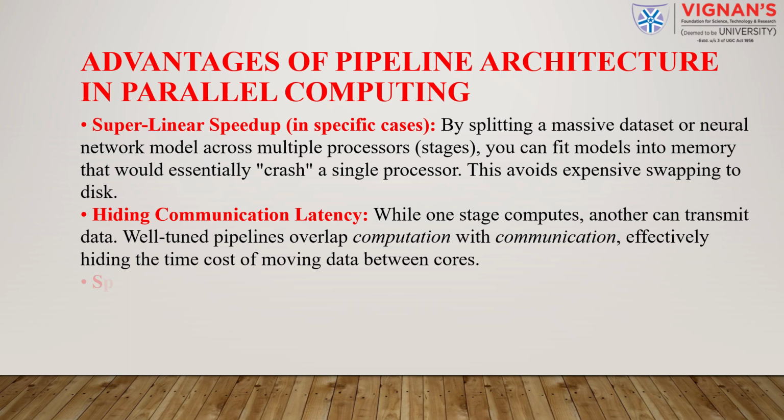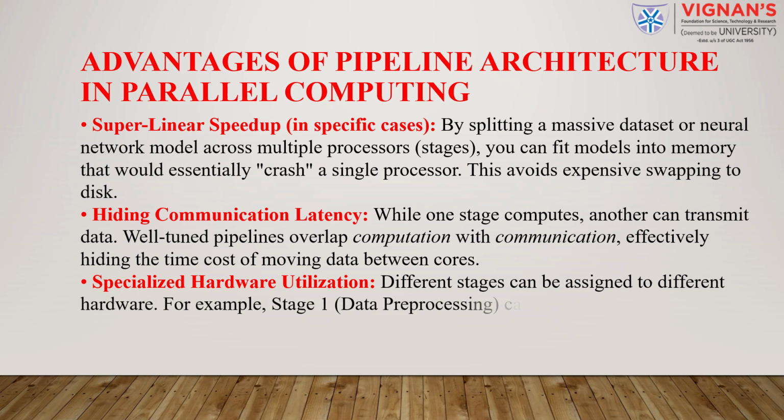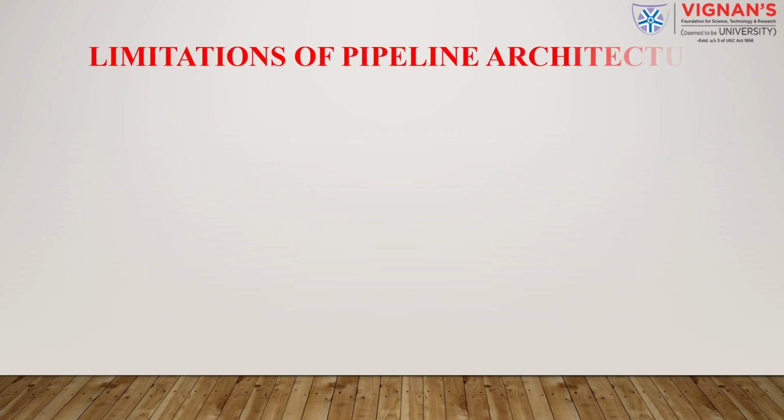Third, we get specialized hardware utilization. Different stages can be assigned to different hardware. For example, Stage 1, data preprocessing, can run on a standard CPU, while Stage 2, matrix multiplication, hands off to a GPU. However, pipelining is not magic. It comes with distinct limitations that engineers must manage.